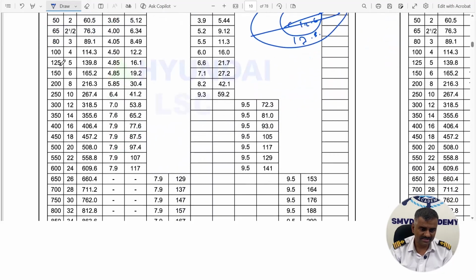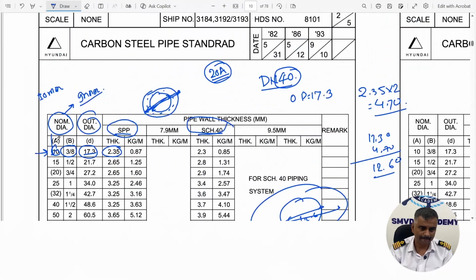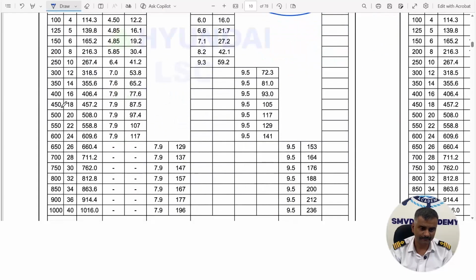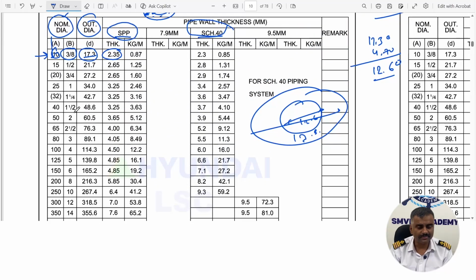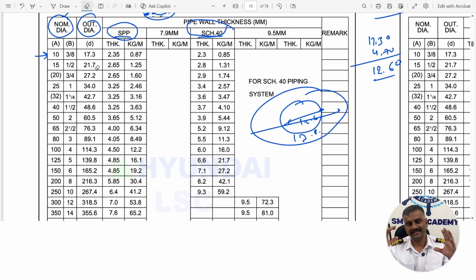Now you can see in this section the nominal dia goes up to 1000 mm. Now the outer diameter varies accordingly. If the nominal dia is 10, outer diameter is 17.3. If nominal dia is 15, outer dia increases. As the nominal dia increases, the outer diameter also increases: 20, 27.2, 25, 34. As the nominal dia increases, the thickness increases here. You can see 2.35, 2.65, 2.65.